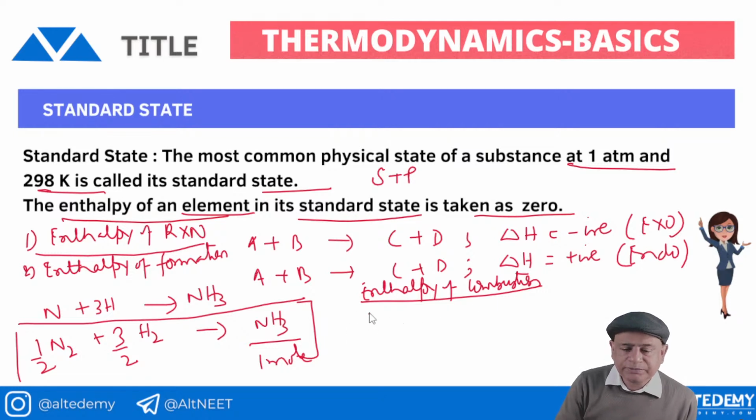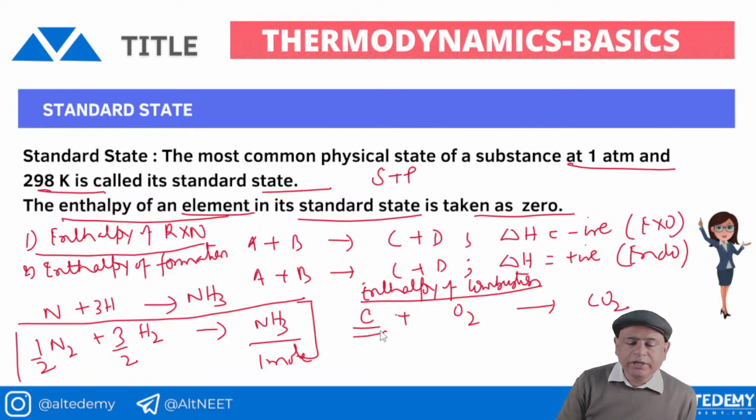Enthalpy of combustion. Let us suppose we are taking carbon and oxygen, and it gives CO2 as the result. Whatever is undergoing combustion, for that we need 1 mole. So in this process, when it is made to react with oxygen, CO2 is forming. Whatever amount of energy is liberated or absorbed.